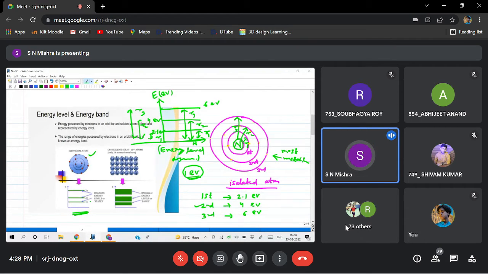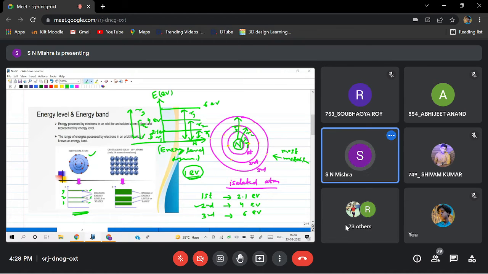And you can see 1s, 2s, 2p is written here. So this is the first energy level, this is the second energy level, this is the third energy level. Once you understand this energy level, then we can go for energy band, because how we can differentiate a semiconductor with respect to a conductor and insulator lies with this energy band. With respect to the energy band only, we'll explain that.